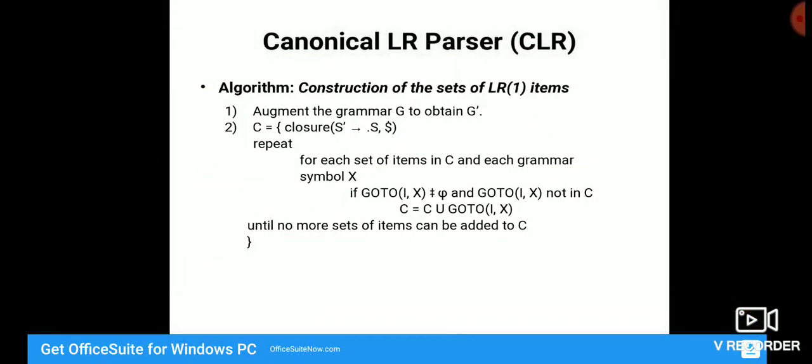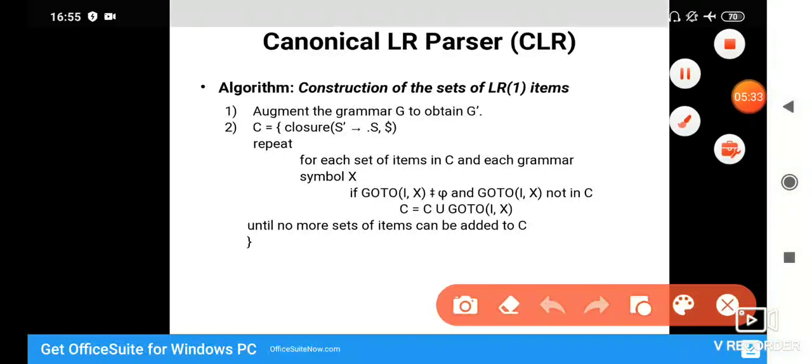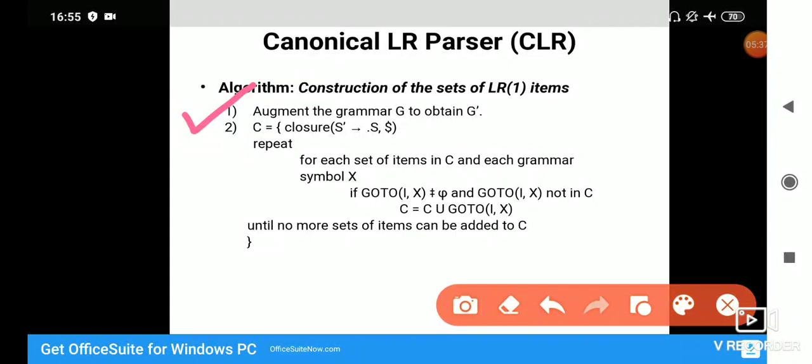Now how do we construct the sets of LR1 items? We have this algorithm. As we did in the SLR parser, firstly we have to augment the grammar.